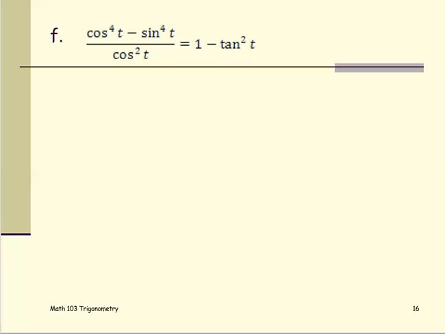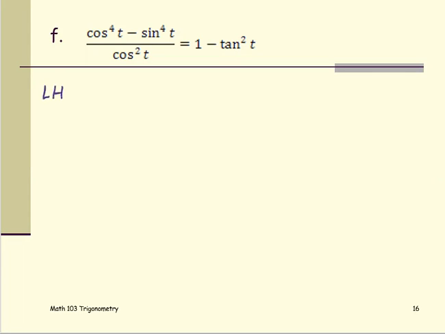For this example, the left-hand side is the difference of the fourth power of the cosine and the fourth power of the sine of t, all divided by cosine squared of t, and the right-hand side is 1 minus the tangent squared of t. When you look at the two expressions, the left one looks more complicated. So that's what we're going to work on for this problem.